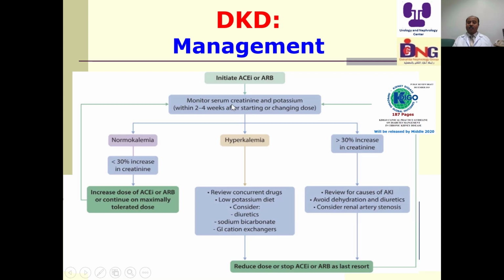And to put in mind, when we use ACE inhibitors or ARBs, we should monitor kidney function and potassium within 2 weeks. And if there is a rise, we repeat the measurement until we see the plateau, because we don't like serum creatinine to exceed 30% of the baseline, to avoid the nephrotoxicity of this class of drugs.